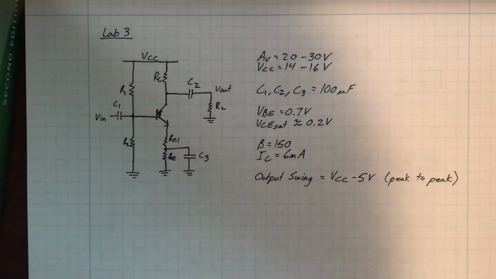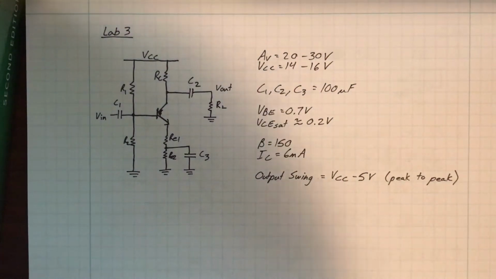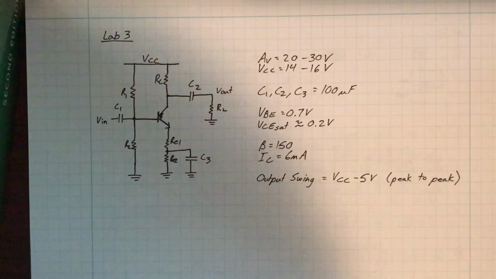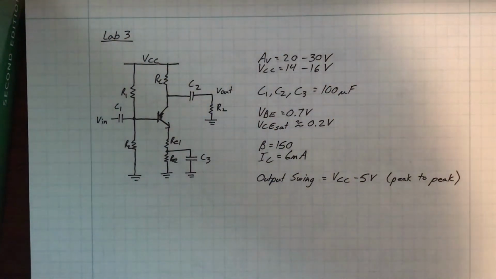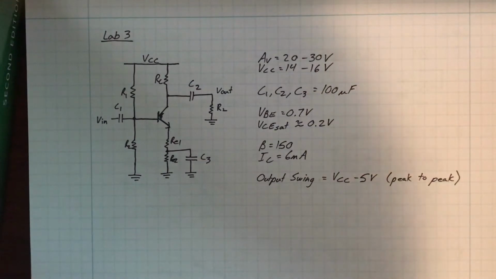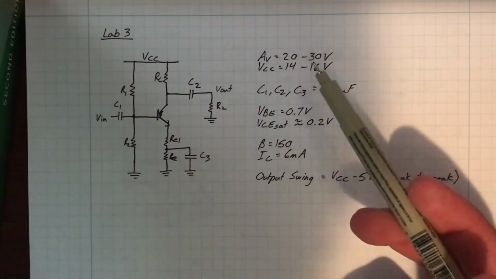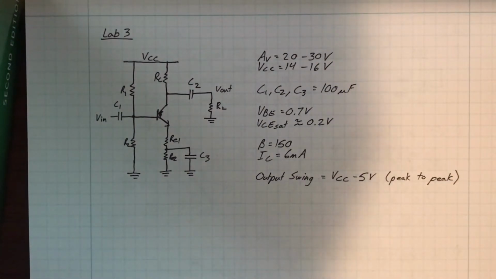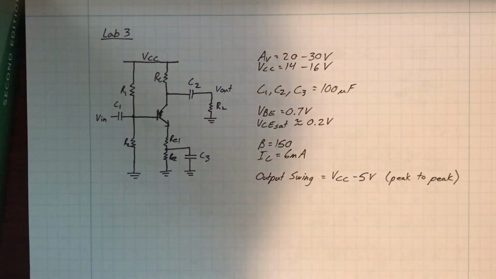So the lab gives you step-by-step instructions on how to do this, and we're just going to go through those together. So the first step is they just give you all these inputs that I just mentioned. The next step, it says to pick a supply voltage, VCC, and desired voltage gain. So you can just go in the middle maybe, or you can pick your own values between 20 and 30 for the gain and 14 and 16 for the supply voltage.